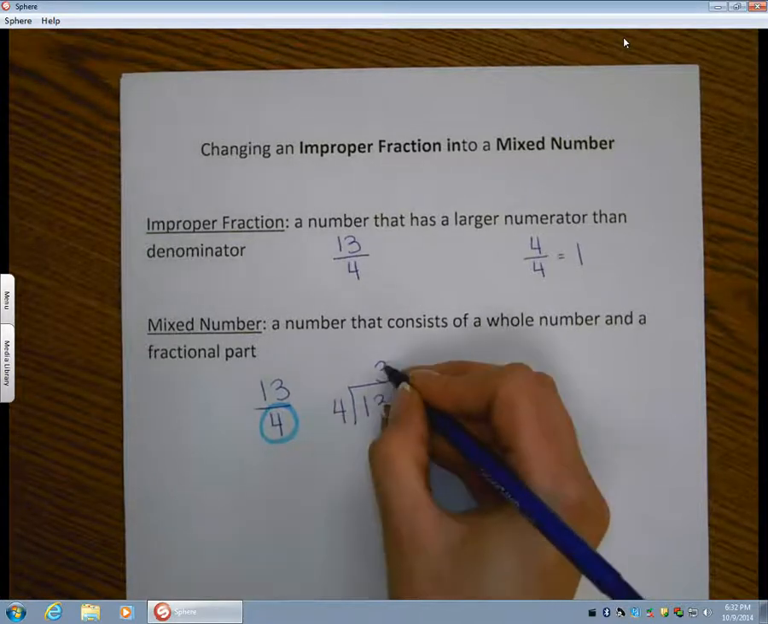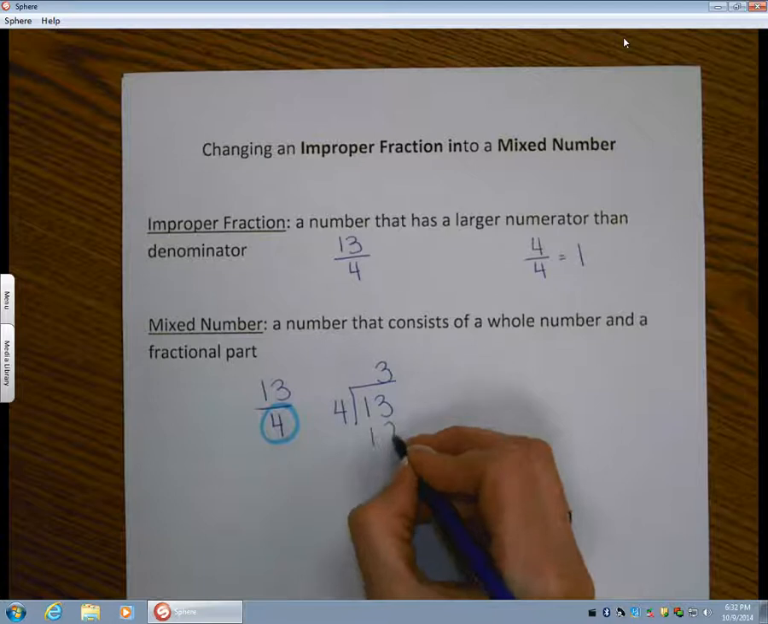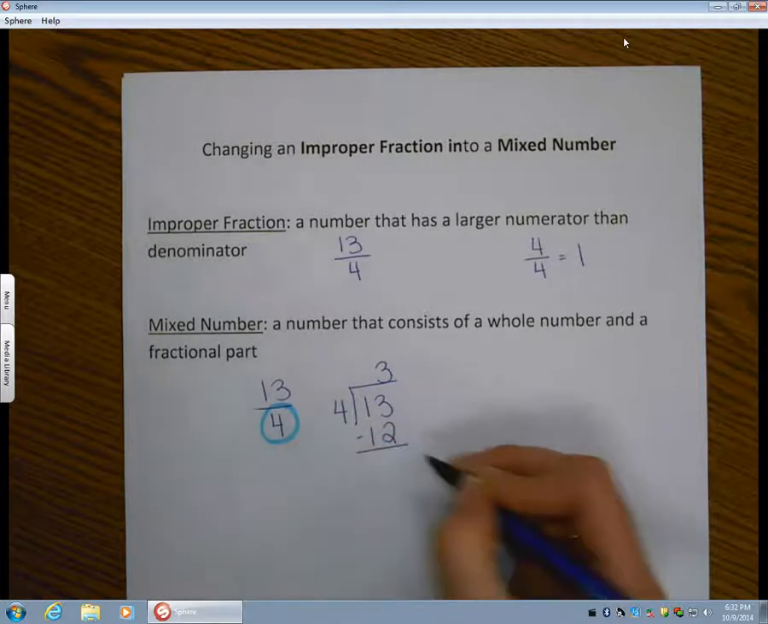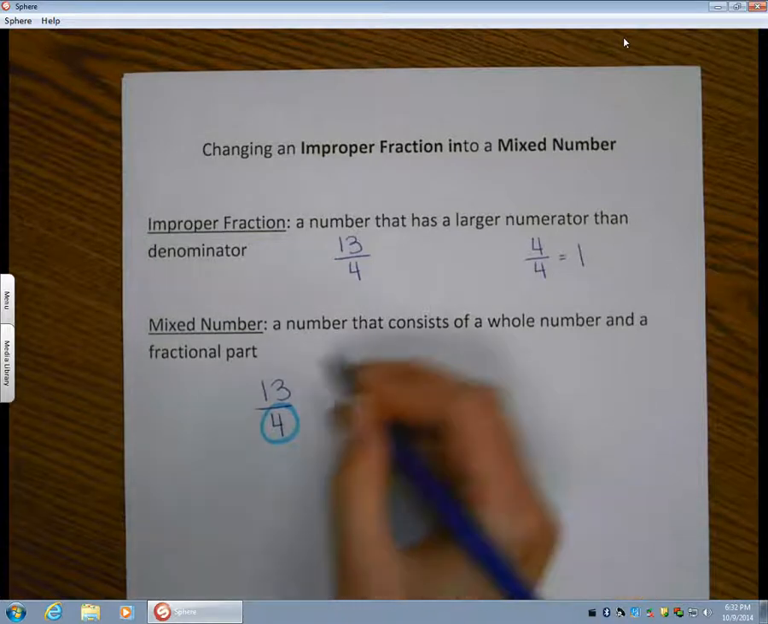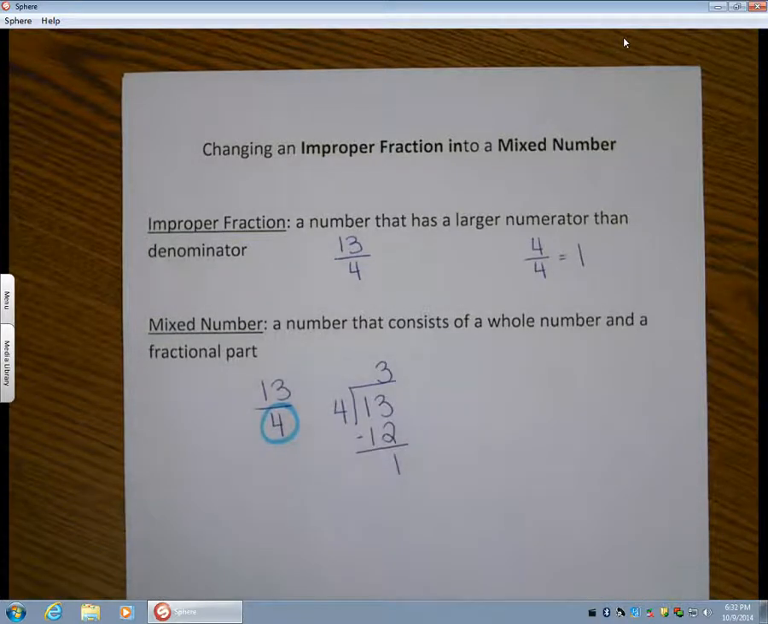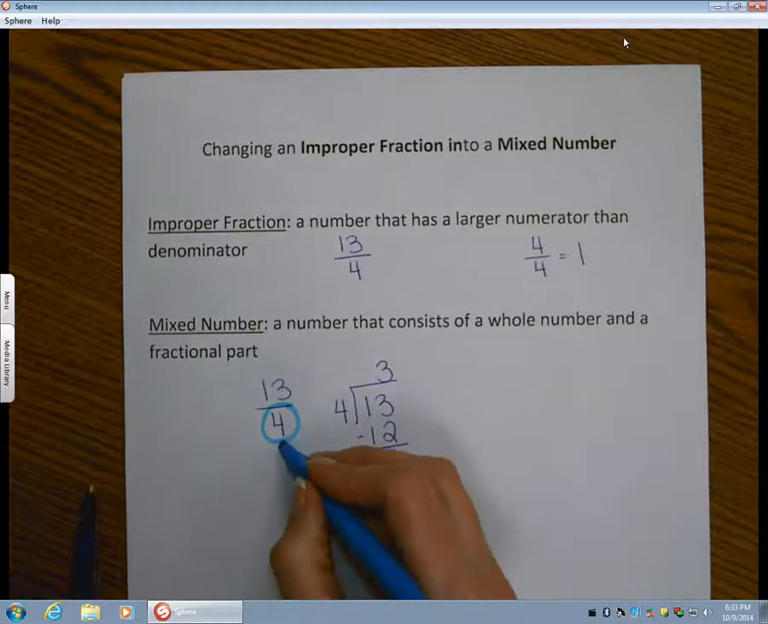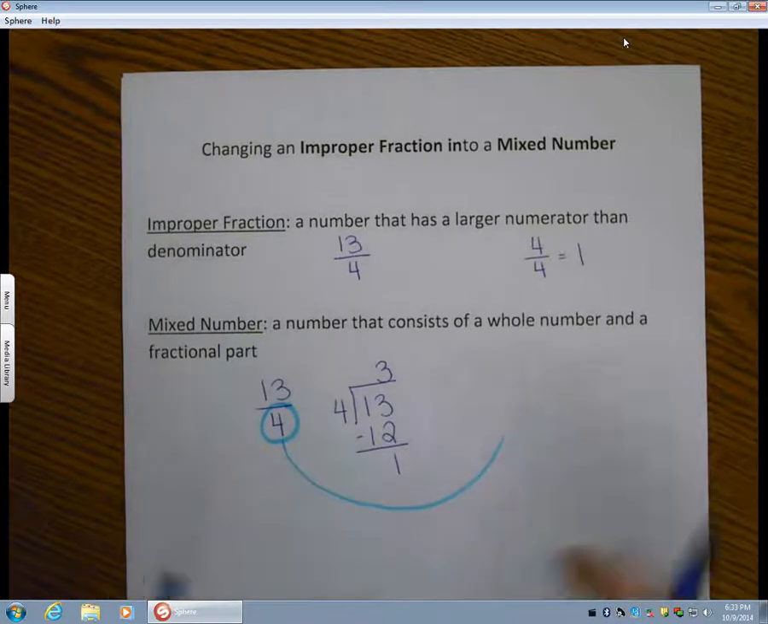4 times 3, we're going to use our division here, is 12. And when I subtract, I have 1 left over. We're going to use this information from the division problem in order to make our mixed number. We'll keep our 4 as our denominator.